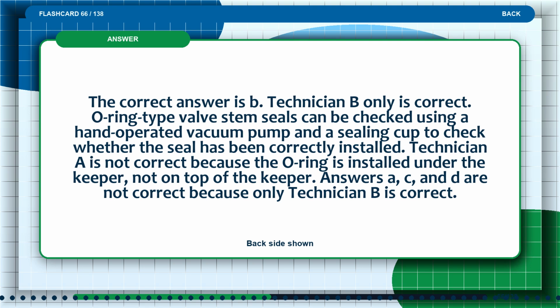The correct answer is B. Technician B only is correct. O-ring type valve stem seals can be checked using a hand-operated vacuum pump and a sealing cup to check whether the seal has been correctly installed. Technician A is not correct because the O-ring is installed under the keeper, not on top of the keeper. Answers A, C, and D are not correct because only technician B is correct.